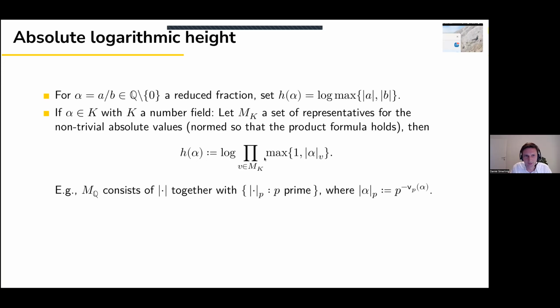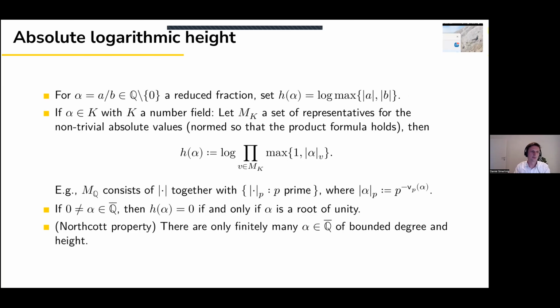Just to make this a bit more concrete again, if we take K equal to Q, then we get the usual Archimedean absolute value, and for every prime we get the absolute value associated to the p-adic valuation. And if you work this out, you get back to this formula above. And we need a few basic properties of this height. The first one is that if you take a non-zero algebraic number, then the height of it is 0 if and only if alpha is a root of unity. And it's also good to know that there's this Northcott property. If you look at algebraic numbers of bounded degree and height, there are only finitely many of them.